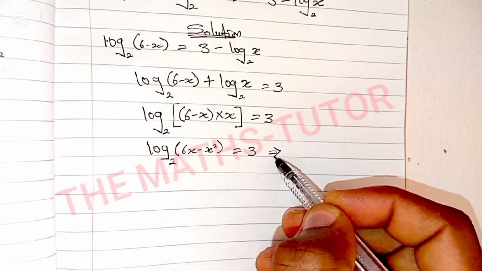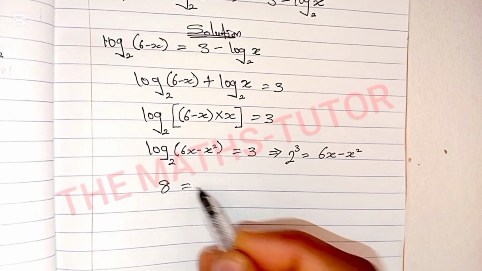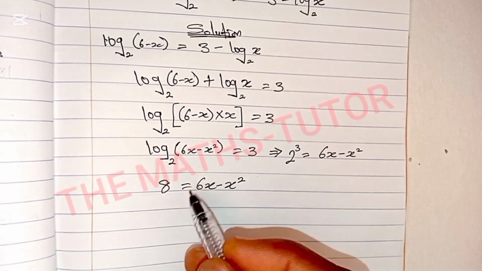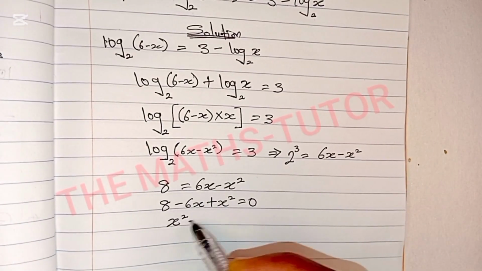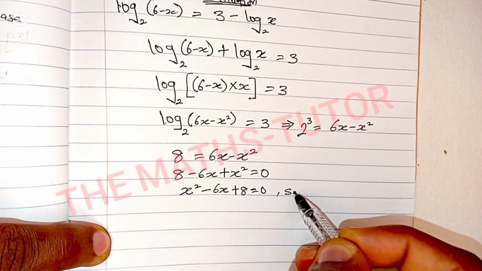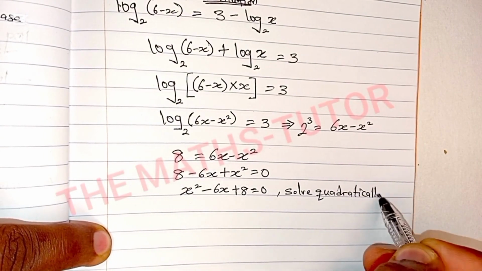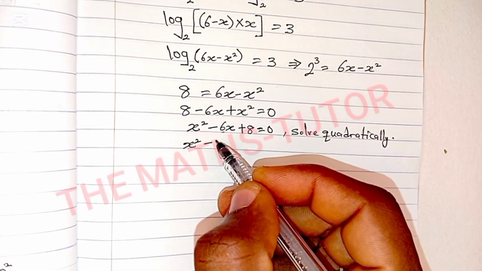Now, you're going to use the link between indices and logarithm. So 2 raised to the power 3 equals 6x minus x squared. I'm going to collect like terms here, and of course in the end I will get a quadratic equation. So if I solve that by the factorization method, the factors of plus 8 that will give me minus 6 when I sum them is going to be minus 4 and minus 2.